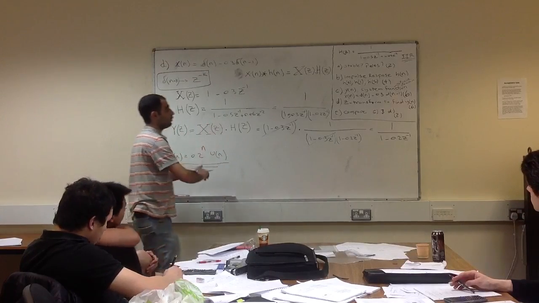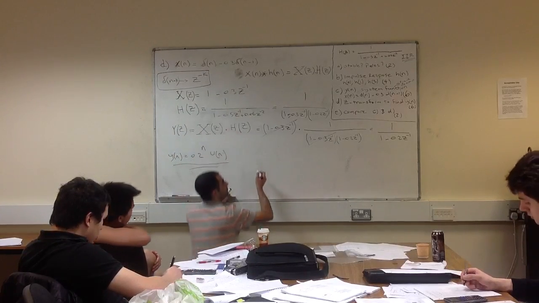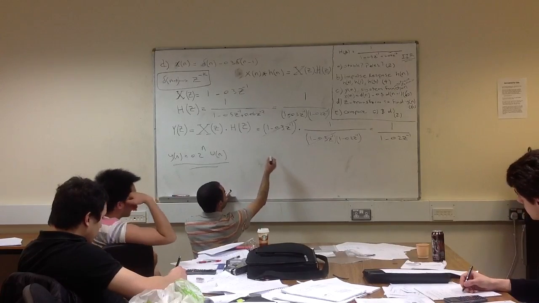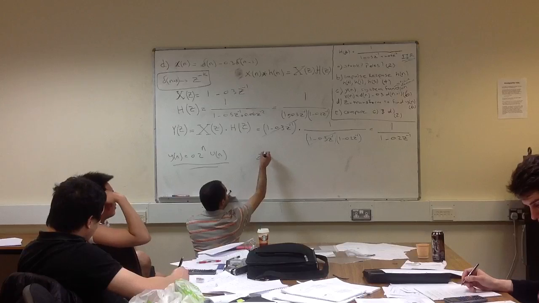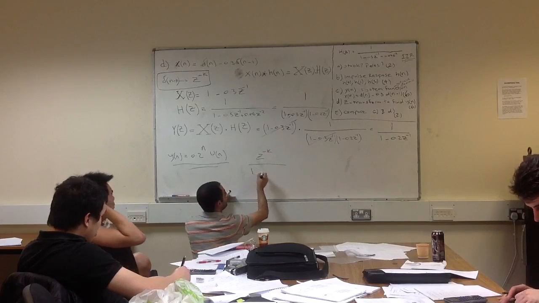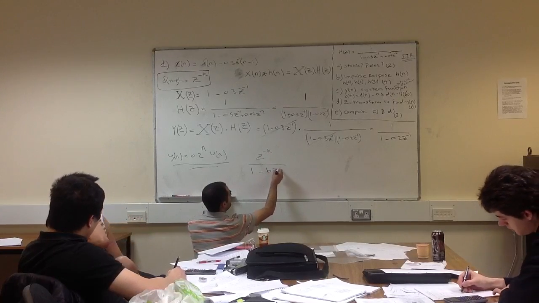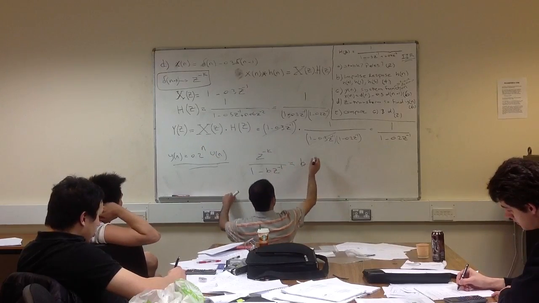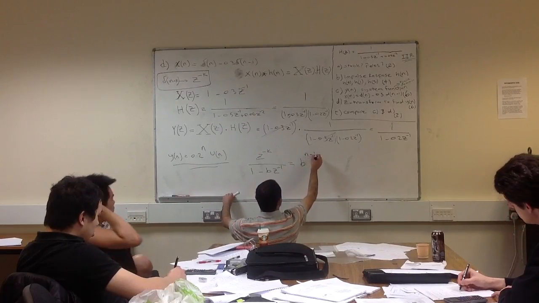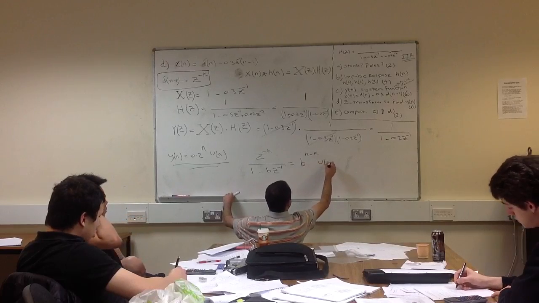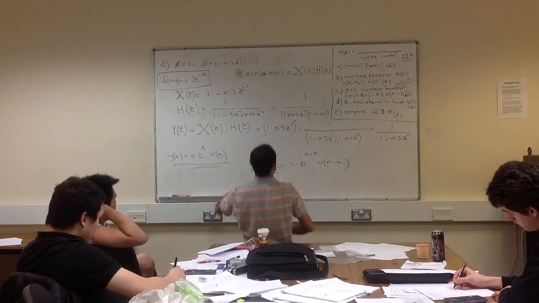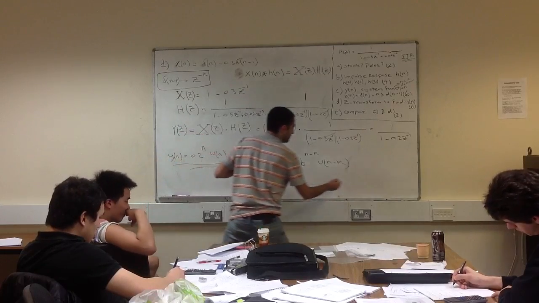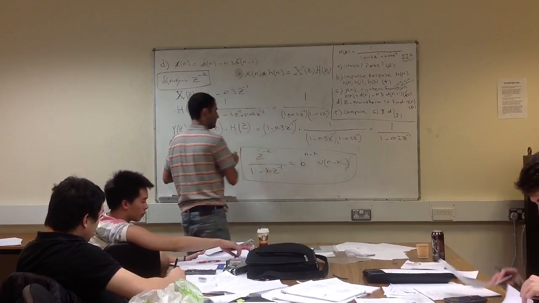So from that form, we can get this generic formula. If you want to remember it, remember it. If you don't, don't. Because z to the minus k over 1 minus b z to the minus 1 will equal b to the n minus k times u of n minus k. Remember that formula, it will help you. It's a generic form.